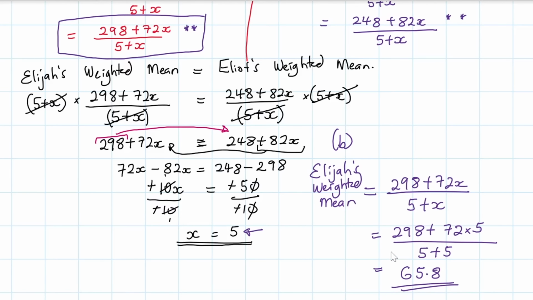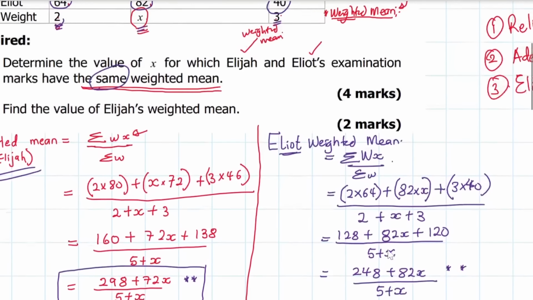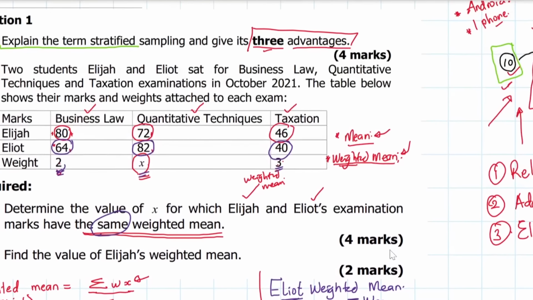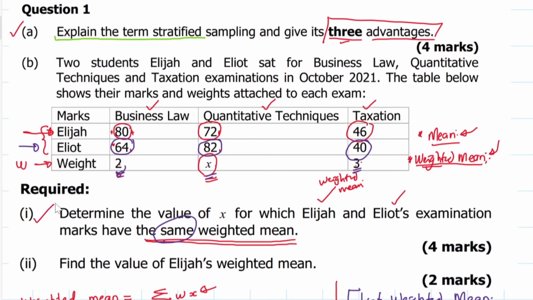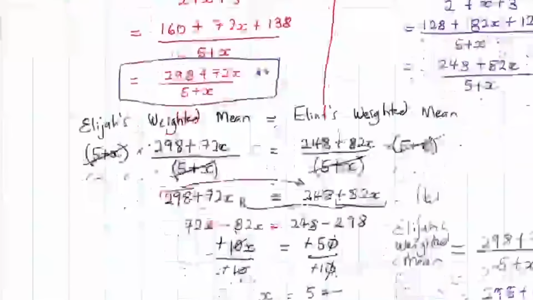So we have gotten the answer to that. We have finished. If you look up here, of course, after doing a question, you check to see if you have adequately answered it. We answered Roman 1, which required us to find the value of x. We've also done Roman 2, which required us to find Elijah's weighted mean. We've gotten our full marks, so now it's time for us to move to the next question.